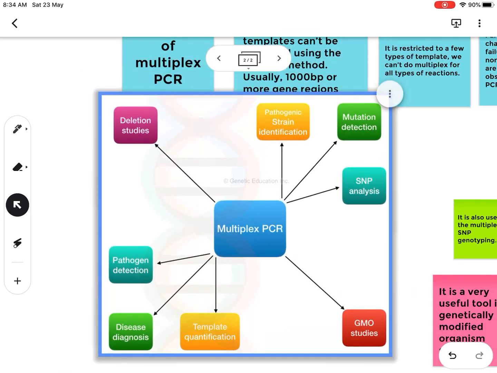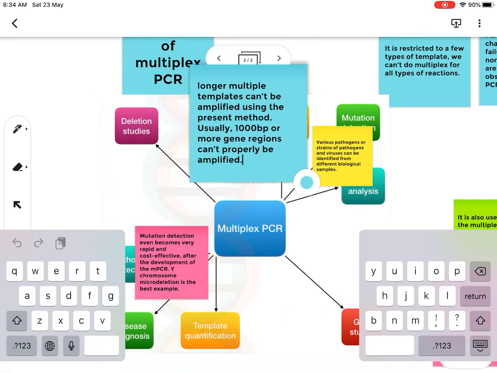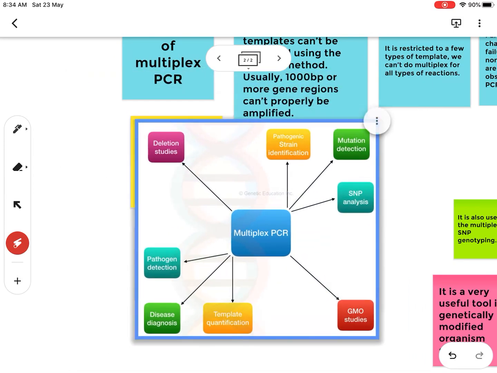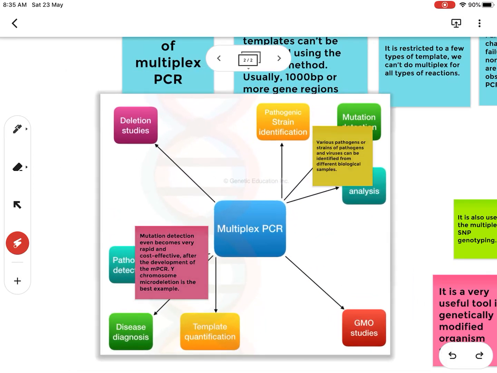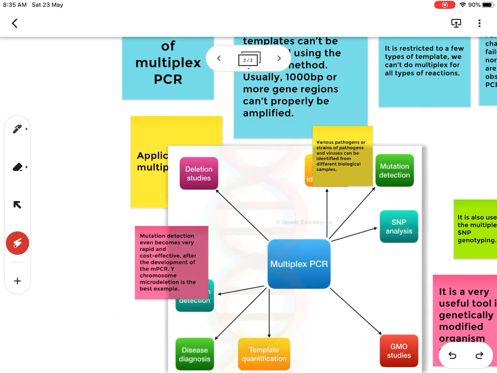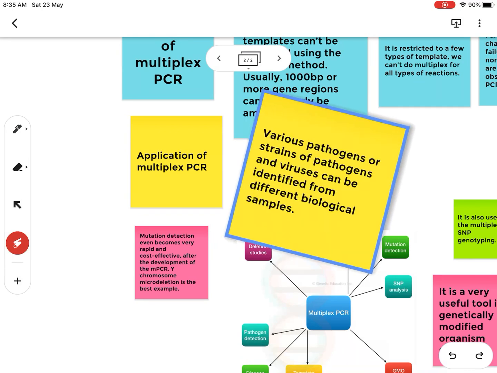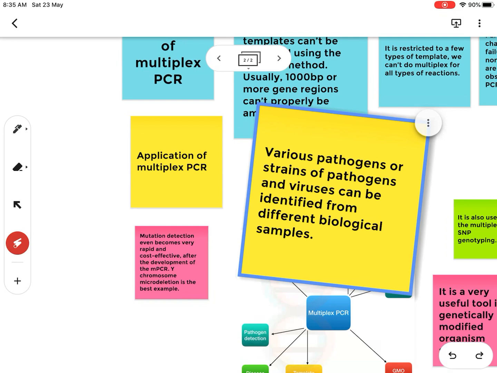So in this particular diagram, the pathogen strain identification, the disease diagnosis and pathogen detection, these are quite similar words. So various pathogens or the strains of pathogen and viruses can be identified from the biological sample. So in modern day science, the present method is widely used in microbial detection and identification.